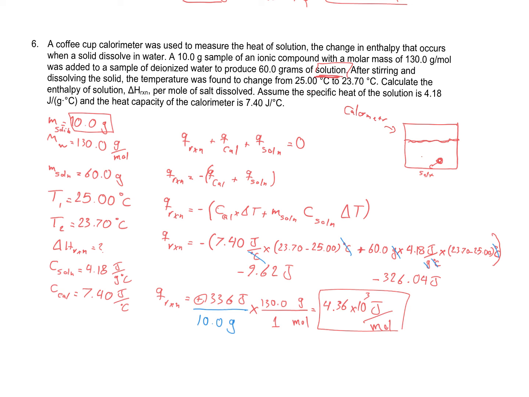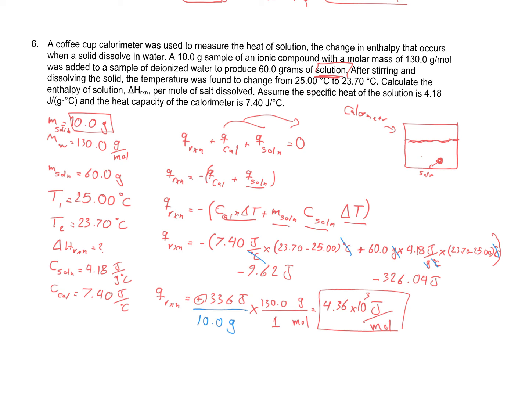What we're trying to find is Q of the reaction, which is the dissolution of the solid into the solvent. It's dissolving the salt in the solvent. That's our reaction. We're just taking these two terms to the other side of the equality, so it's minus the sum of Q cal and Q of solution. We can find Q cal by C cal times delta T. Also, we can find the Q of the solution by the mass of solution times the specific heat of solution times delta T.